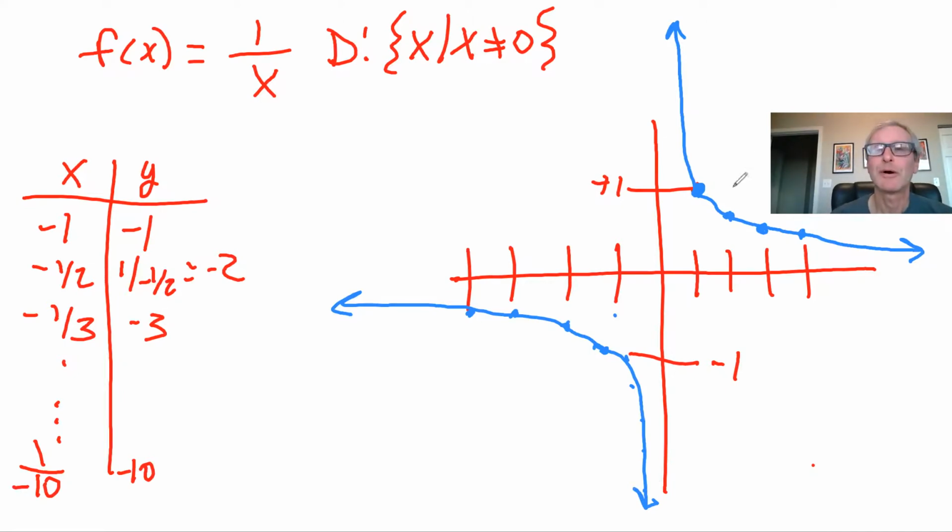So if you see what I mean, the simplest of the rational functions has a quite complicated graph. And so as you can see, I think this section is going to be a little bit challenging.